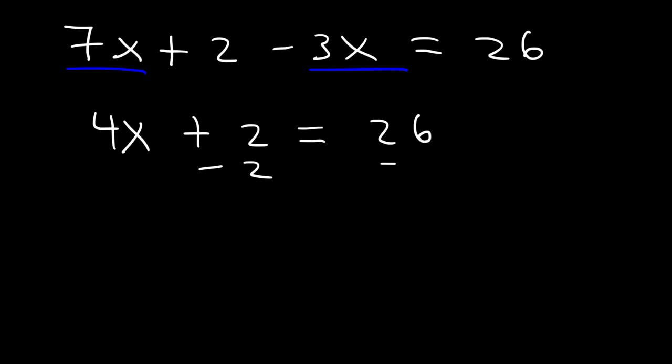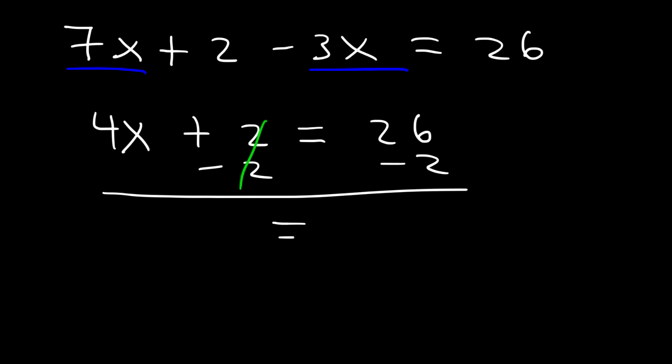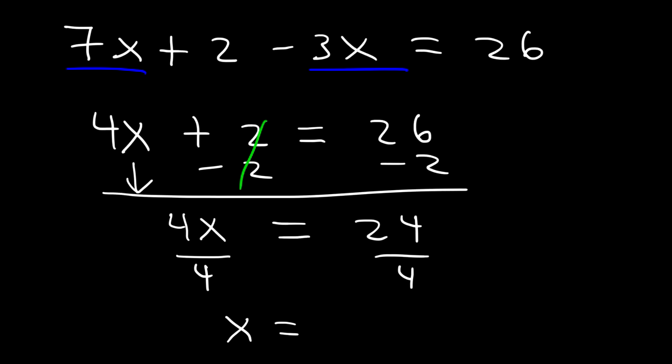Next, let's subtract both sides by 2. 26 minus 2, that's going to be 24. And let's bring down the 4x. Now we need to separate 4 from x, so let's divide both sides by 4. 4x divided by 4 is x, and 24 divided by 4 is 6. And so that's the answer. X is equal to 6.